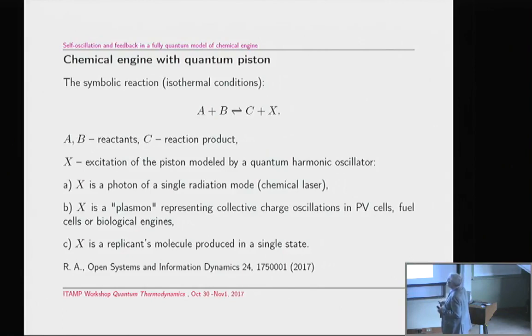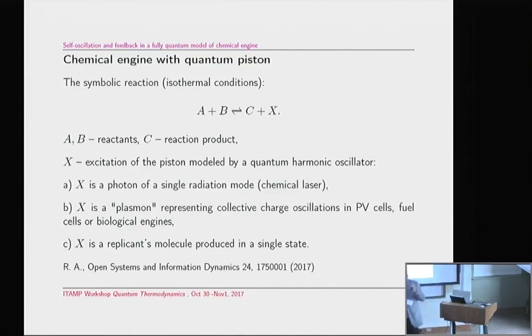There are natural examples of such a situation. Maybe the best known is a chemical laser working in a single radiation mode, and essentially all laser type models, when we have some well-defined radiation mode, but it can also be similar for acoustic modes. And there is another example, what I called X plasmon. This is exactly what we need to describe the piston in the case of photovoltaic cells, fuel cells, and also, I believe, in a biological engine.